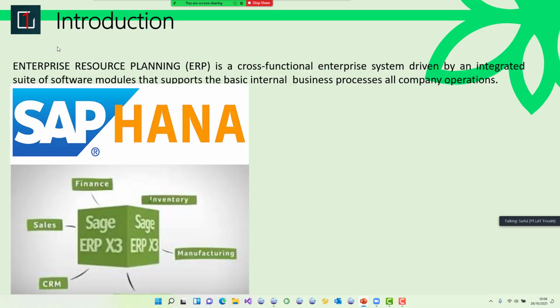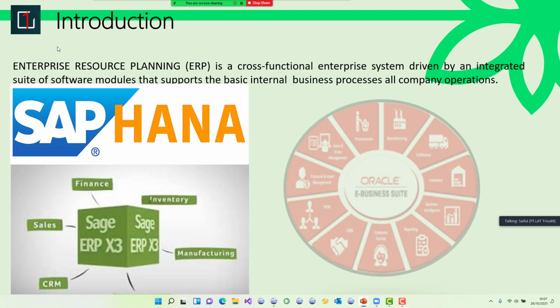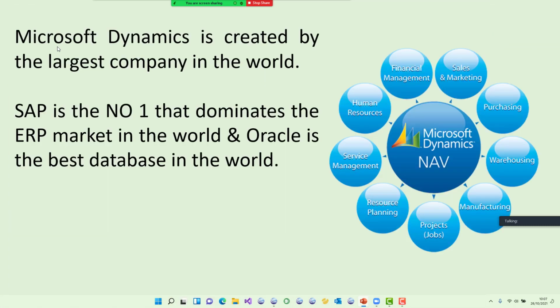What is enterprise resource planning? We call it ERP. Enterprise resource planning is a cross-functional enterprise system. There are different ones: Sage, Oracle, suites. We know Microsoft Dynamics is created by a large company in the world. SAP is the number one, dominating the ERP market in the world. In Indonesia too, and Europe too, they always use SAP.